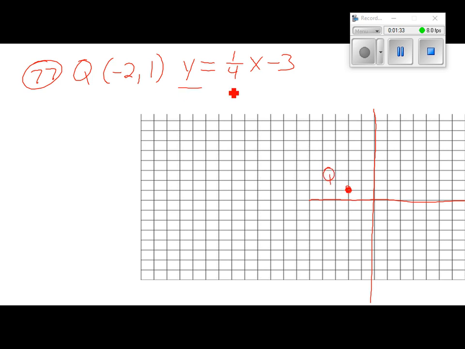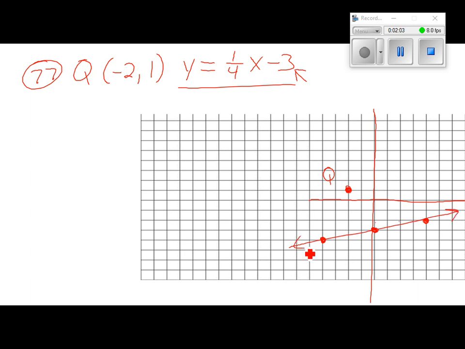Somebody explain to me, how do we graph this line again? Big part of the test. Go down 3 to the y-intercept first: 1, 2, 3. Then go up 1 and right 4. I'm going to run out of space on that side, so what else could I do? Go down 1 and to the left 4. So our line looks something like that.